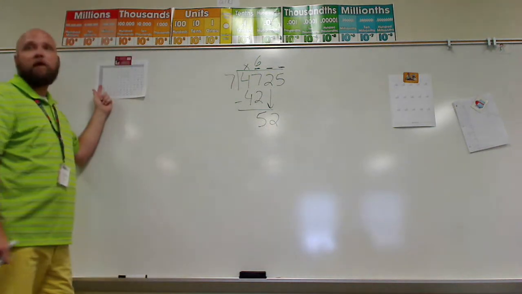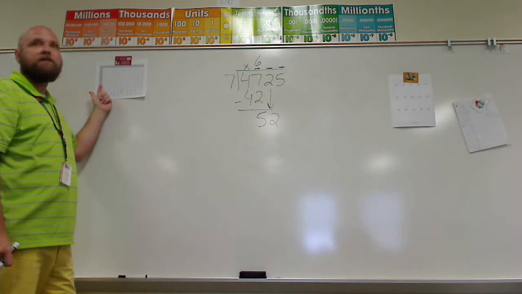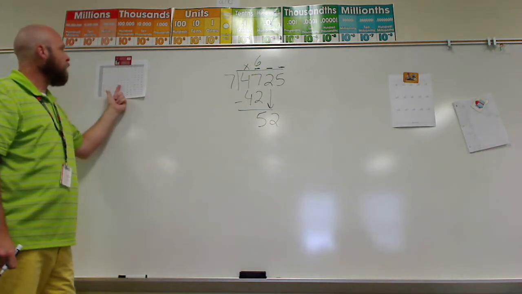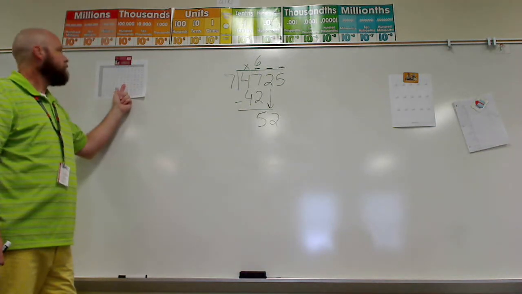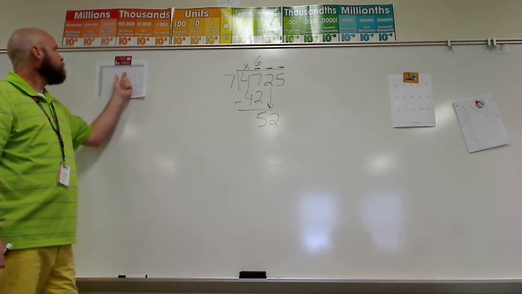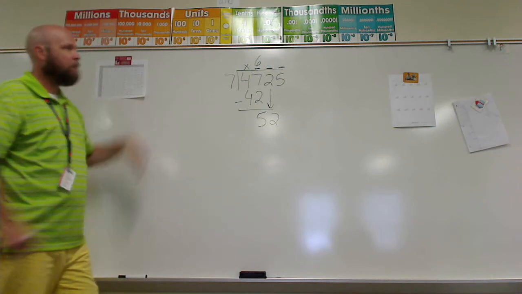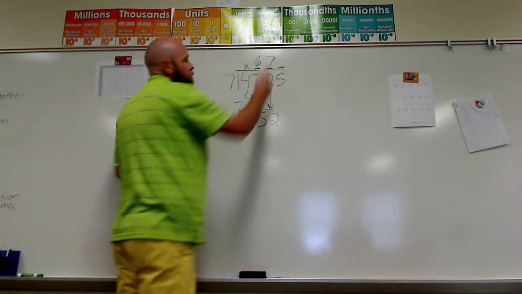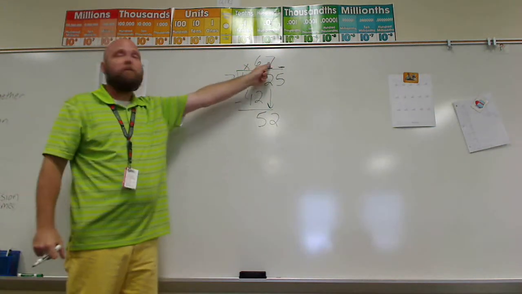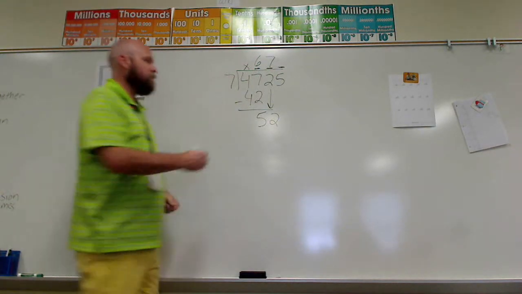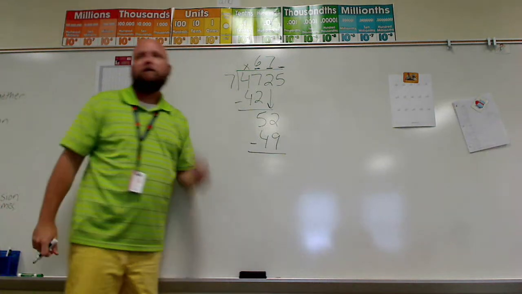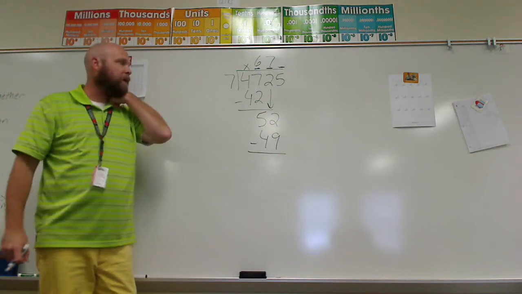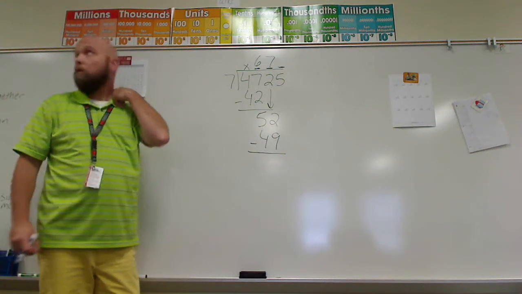I go to my multiplication chart again. I look at the 7 row. I go straight down, finding the number closest to 52 without going over, and I see it's 49. I go straight up, and I see 7 times 7 is 49. So my tens place is going to be a 7. 7 times 7 is 49. I subtract. 52 minus 49 is 3.